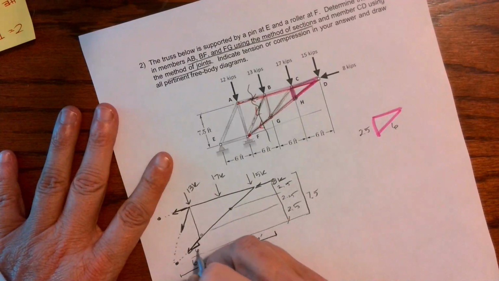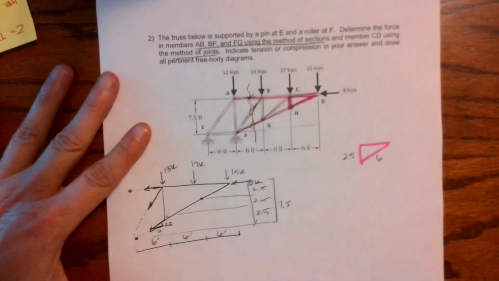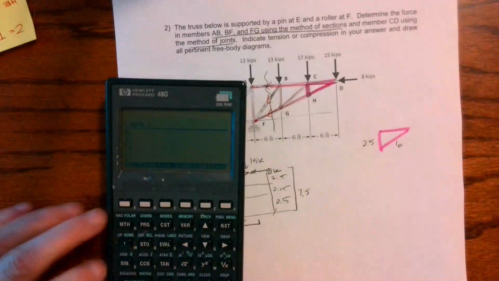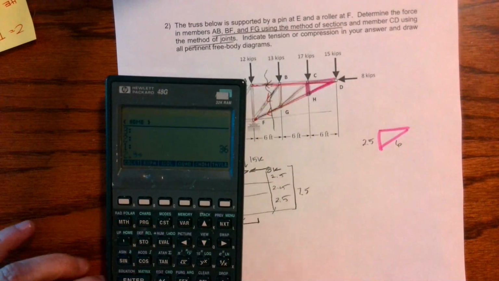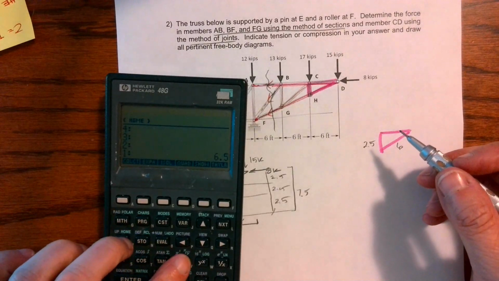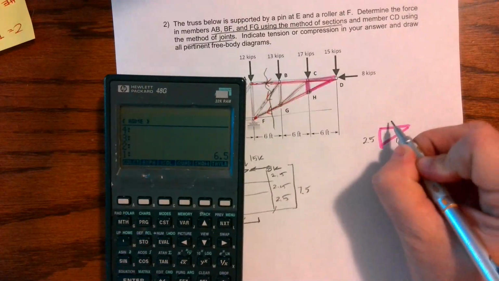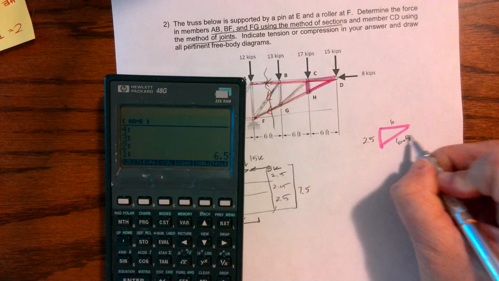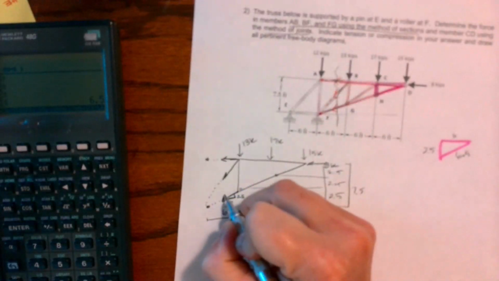So that's down here, and we have 6 and 2.5. That means we have the square root of 6 squared plus 2.5 squared, and the answer is 6.5. I'm going to put all of that on my picture because it makes it easier.